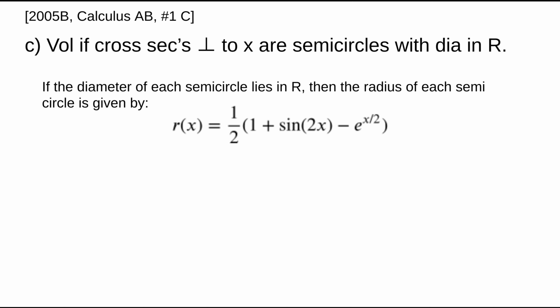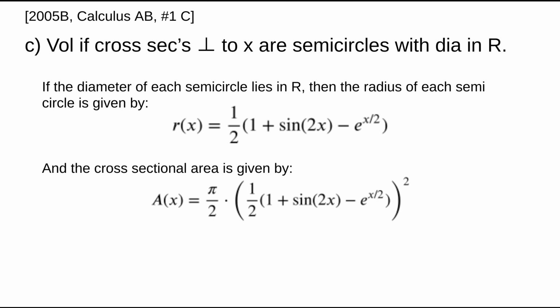Right? But because the diameter is in R, the diameter at any given cross-section is the difference between these two functions, 1 plus sine of 2x minus e to the x over 2. I want half of that as my radius, so I'm going to define a radius function, r of x, to be 1/2 of that difference. Then the cross-sectional area could be given by a function a of x, which is pi halves times that radius squared. Keep in mind we are only looking at semicircles here, so we do have to divide by 2.